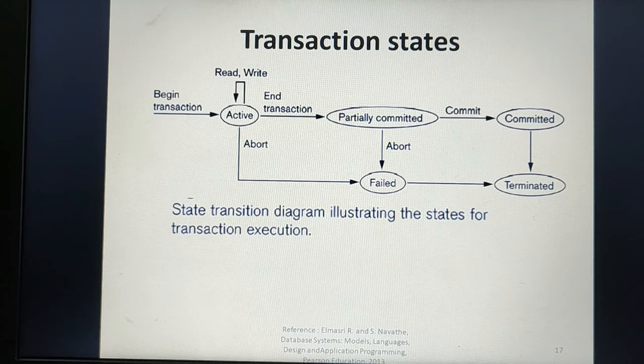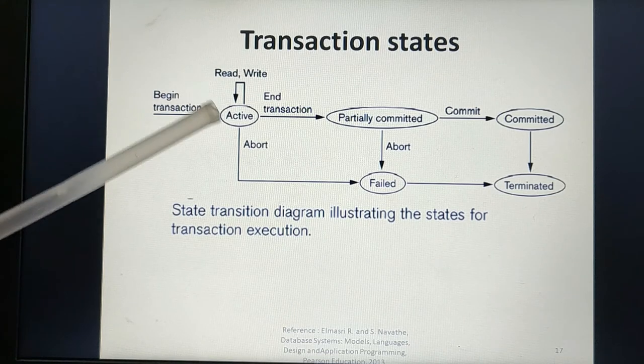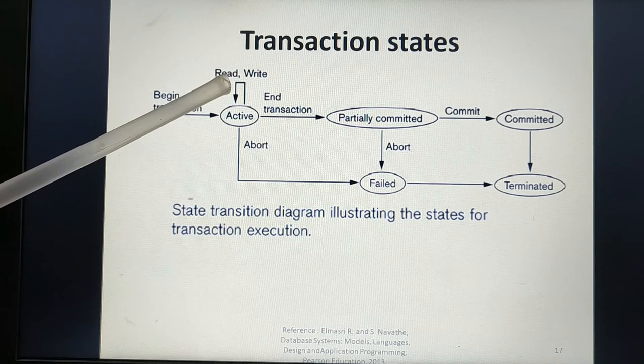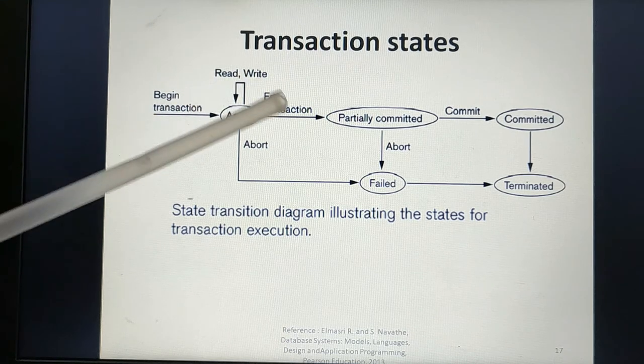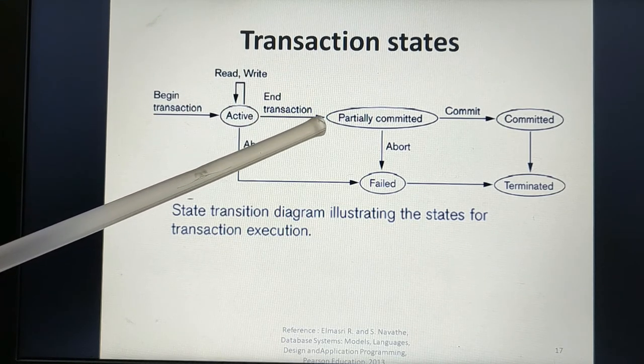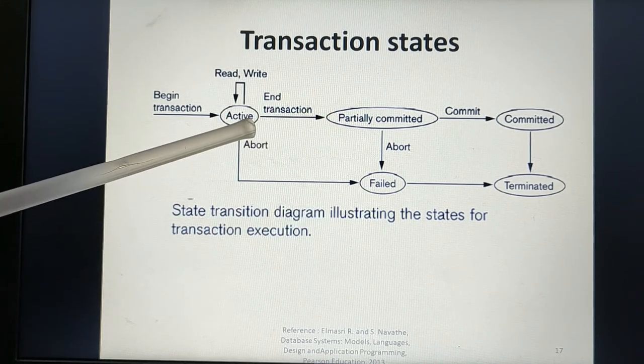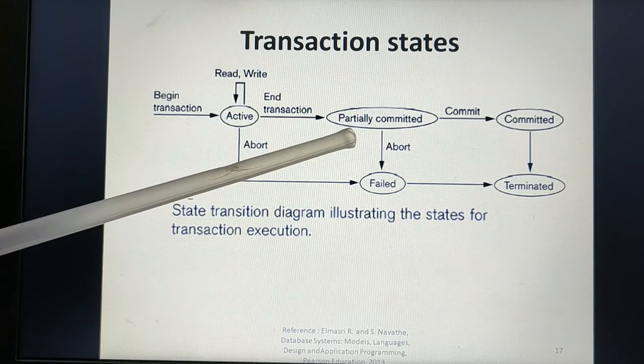This slide is about transaction states. First of all, begin transaction. Begin transaction goes to the active state. Then the operation comes, read or write. After the active state, it may come to the end transaction or abort. Abort means the failed state, or end transaction may go to the partially committed state.